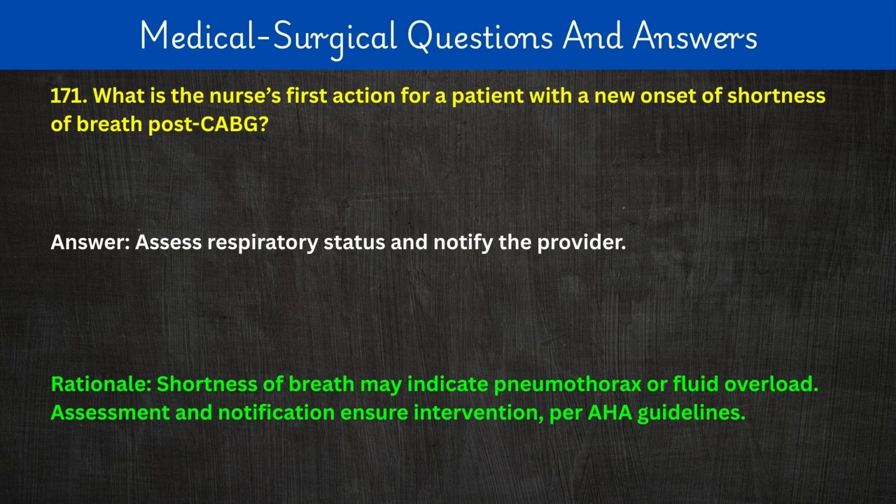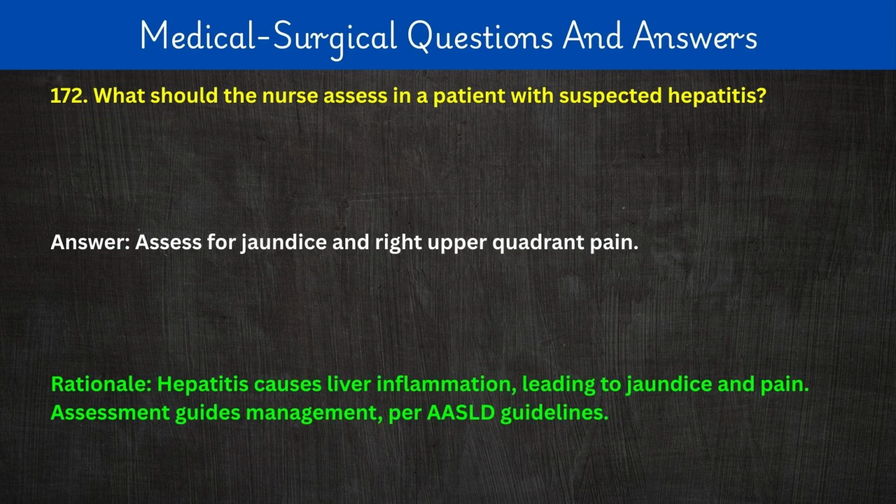171. What is the nurse's first action for a patient with a new onset of shortness of breath post-CABG? Answer: assess respiratory status and notify the provider. Rationale: shortness of breath may indicate pneumothorax or fluid overload. Assessment and notification ensure intervention, per AHA guidelines.